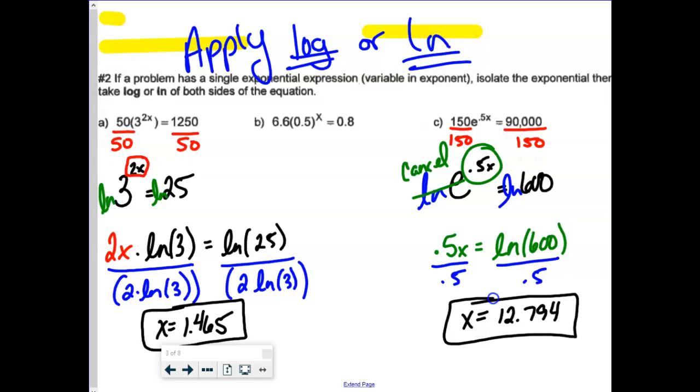Even I will use a common log when? If there's a base 10, yeah, if there's a 10 as a base, then even I will use a common log because I'm lazy. Above all else, lazy.